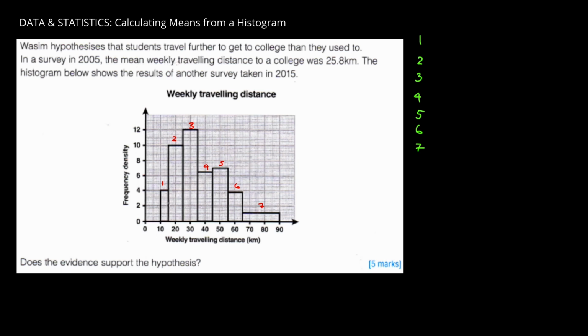And the areas are simply the height multiplied by the width. The width here is 5, the height is 4. The frequency, the number of people contained in that column, is 20. And I'll do the same for all the others.